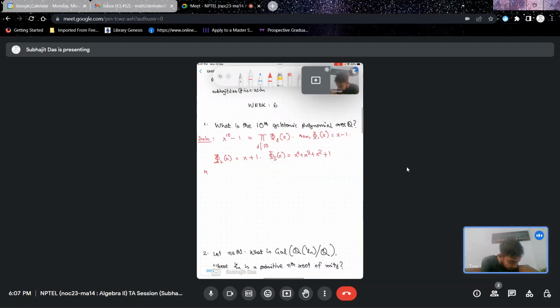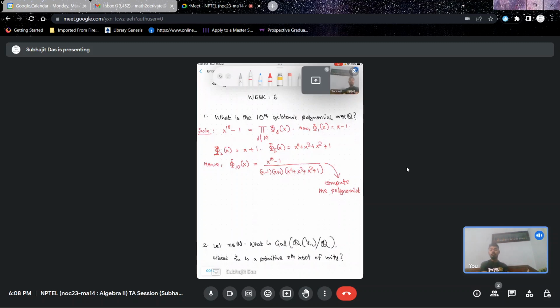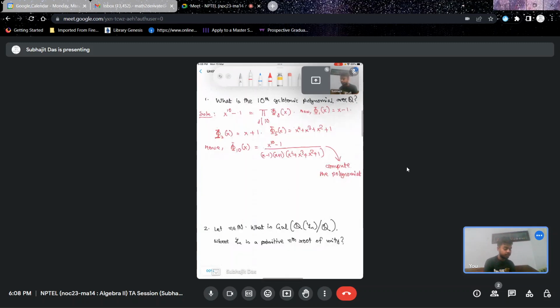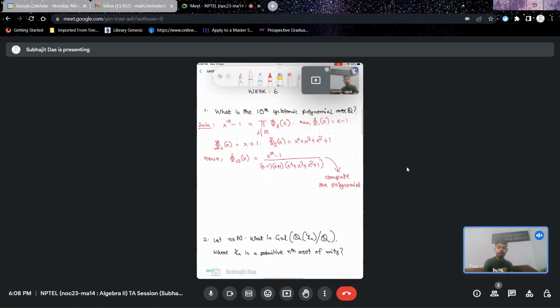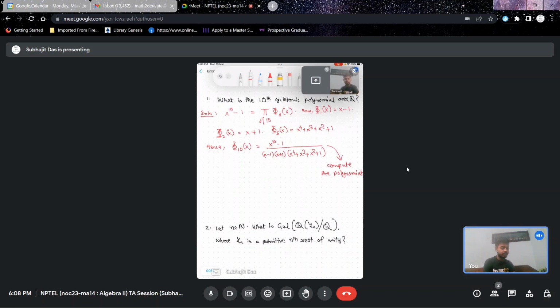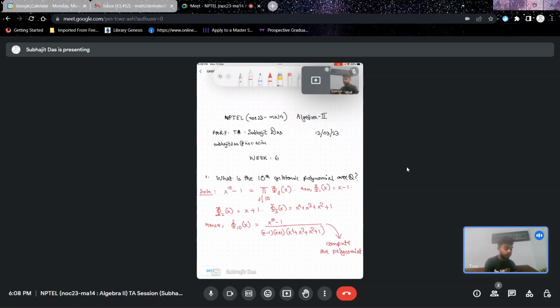Hence, we can say that phi 10 of x will be equal to x to the power 10 minus 1 divided by x minus 1 times x plus 1 times x to the power 4 plus x cube plus x square plus x plus 1, and I leave it up to you to compute the rest of the result. You just need to divide and nothing else. This is the formula for the 10th cyclotomic polynomial. So this is all for the first question. If you have any questions, please do write to me. This is my email ID, as you can see here. So we move on to the next problem.